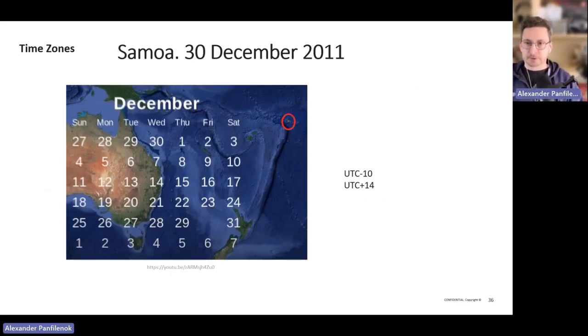Here is an interesting example. There is an island in the Pacific Ocean called Samoa. And in December 2011, they changed the UTC offset from -10 to +14. So the entire day, December 30, was just gone. There was no December 30, 2011 on Samoa.